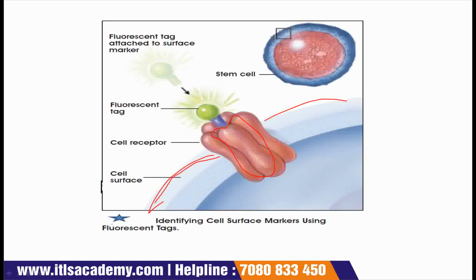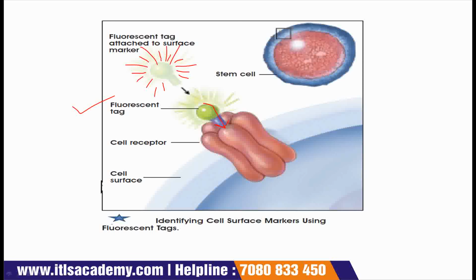You can see here to this receptor one fluorescently tagged molecule is bound. So this fluorescently tagged molecule is known as a surface marker. You can see after attachment with this receptor, this fluorescently tagged molecule fluoresces, it emits light, and by this particular kind of light we can identify our cell that we are going to study.